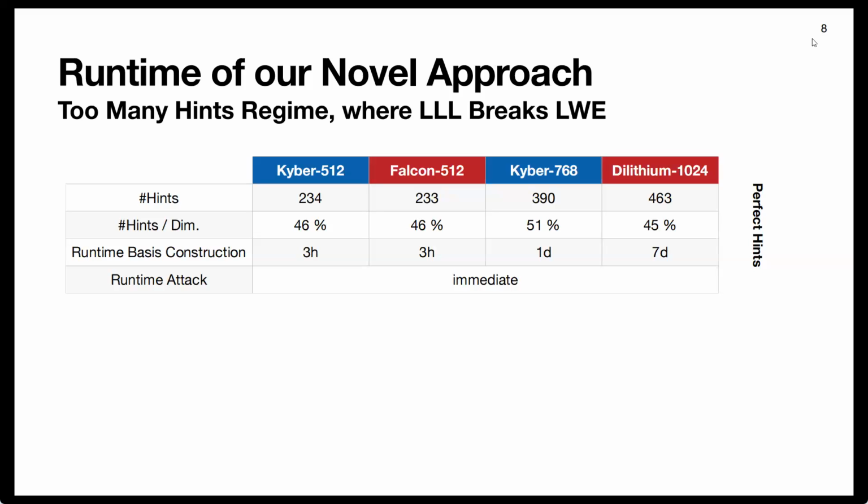And then you just do the basis construction and you don't have to do the attack. Basis construction will immediately give you the secret. For Falcon, it's very similar, even one hint less, and again, after 3 hours, you get that secret. For larger parameters, as you would expect, you need more hints, that also takes quite a bit more time. But even for the Dilithium, we can still do it in a week. And we found that quite surprising that it still works so well.